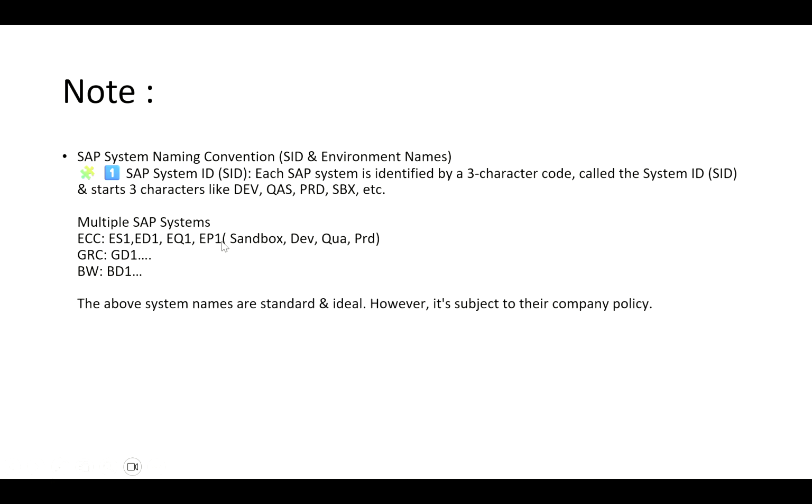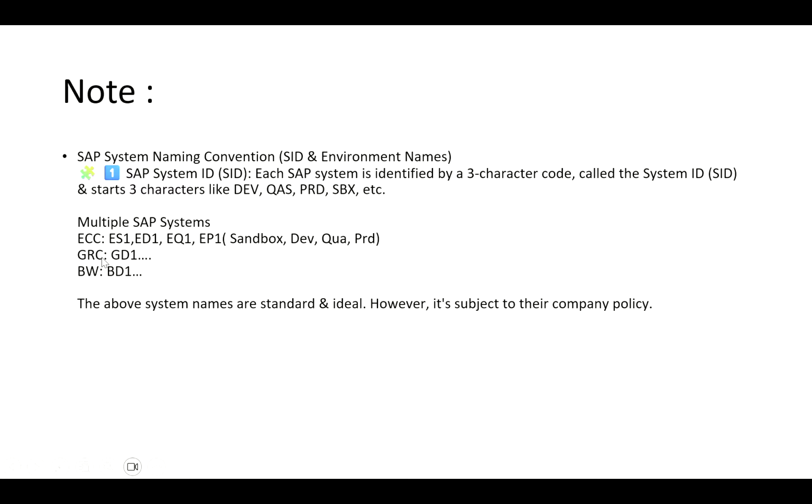And if there are multiple SAP systems, as I have seen, whenever you open the system you will find n number of systems. So you need to identify which is sandbox, which is development, and so on. All of that you need to have a look at. So here, if it is ECC, it can be ES1. It's a sandbox. D means development, Q means quality, P means production. Something like that goes on.